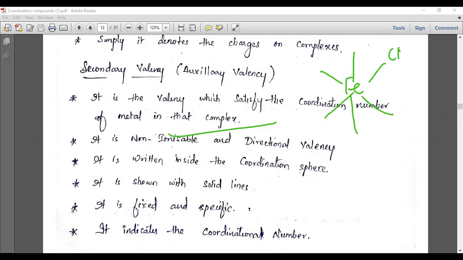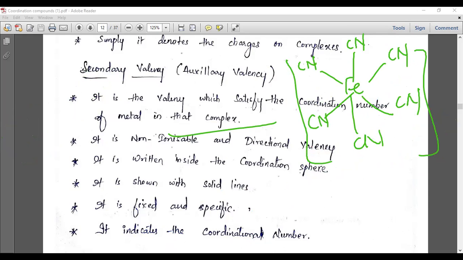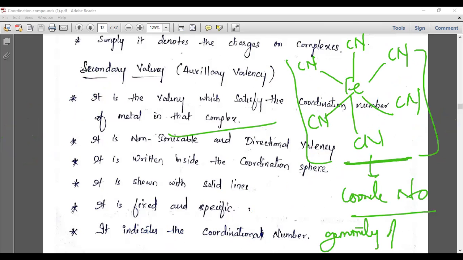So take the complex Fe(CN)6, with the six cyanide ligands. These six cyanide ligands are dative bonds, they are the secondary valency, they are the coordination number, and they will explain the geometry of the complex. That means we can say that it is an octahedral structure, an octahedral geometry, and the direction of these ligands is specific.